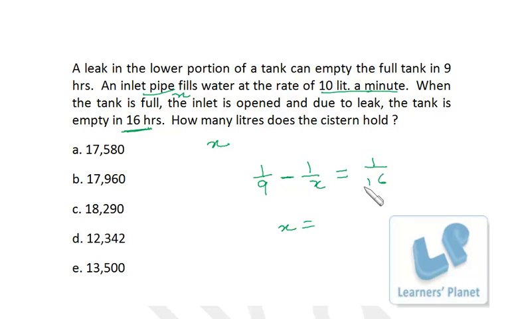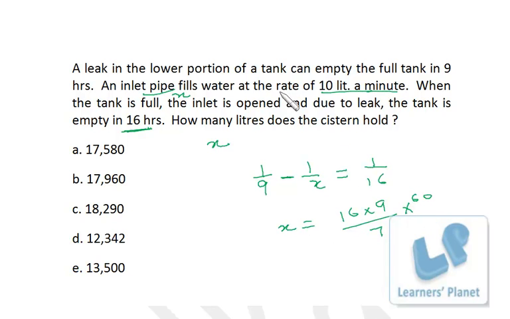So x is equal to 16 minus 9, that is 7 by 9 into 16. I write it in reverse because I have to find the value of x. So it is 16 into 9 by 7. These many hours will be taken by the inlet pipe to fill up the tank completely if there is no leakage. If I convert it to minutes, it will be this many minutes.